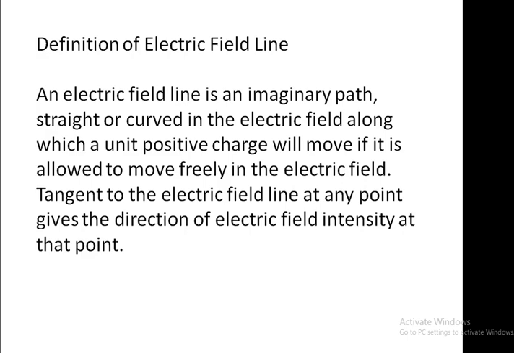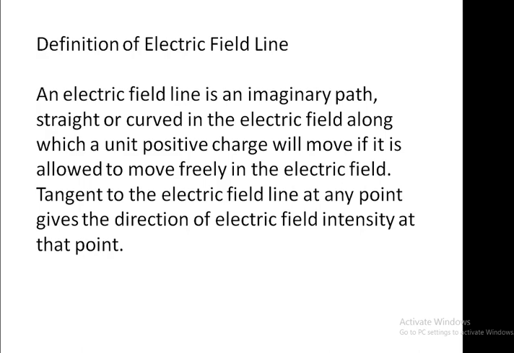The direction of electric field intensity at any point can be obtained by drawing a tangent to the electric field line at that point. So to get the direction of electric field intensity, what we have to do? You draw an electric field line, then at every point you can draw different tangents. Each tangent shows the direction of electric field intensity at that point.